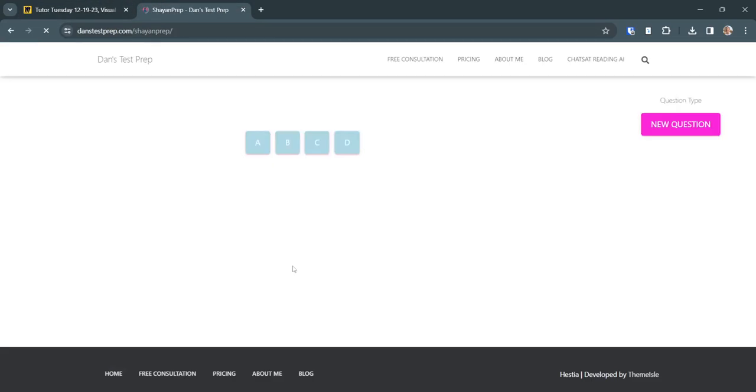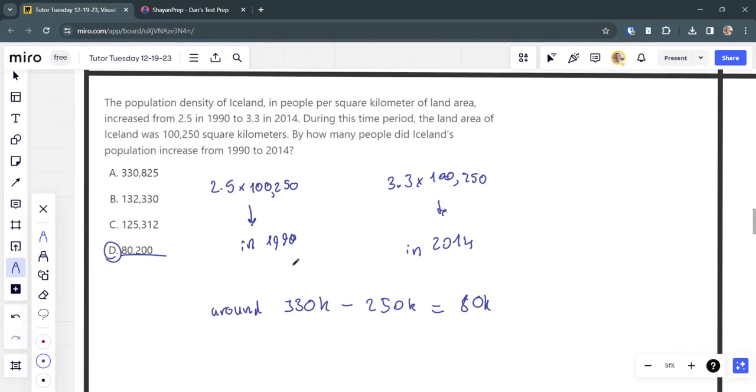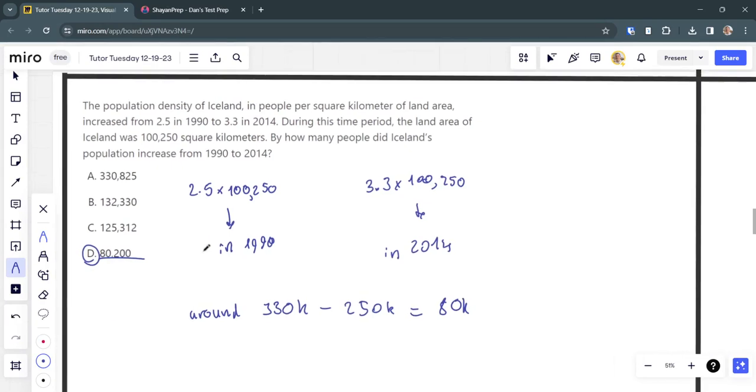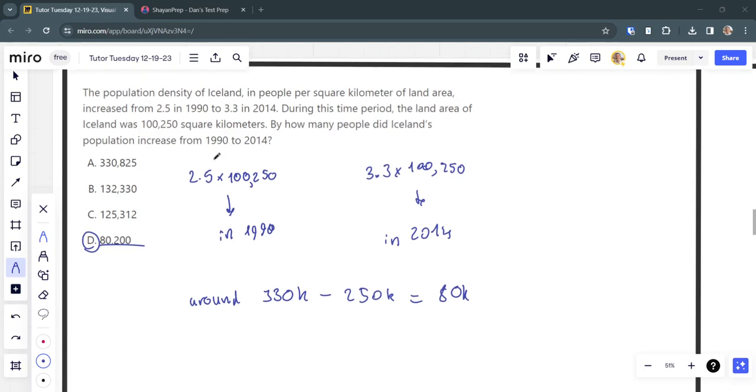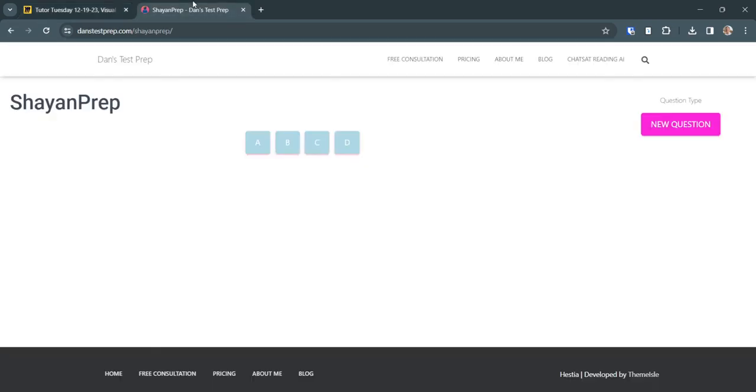Let's go back to this. By how many people did Iceland's population increase from 1990 to 2014? Well, let's see. 2.5 people per square kilometer of land area. Well, 2.5 times, yeah. I mean, the math looks right. 3.3 in 2014. So I don't see any mistakes there. I'll check that question on the back end later, though. Let's keep going.